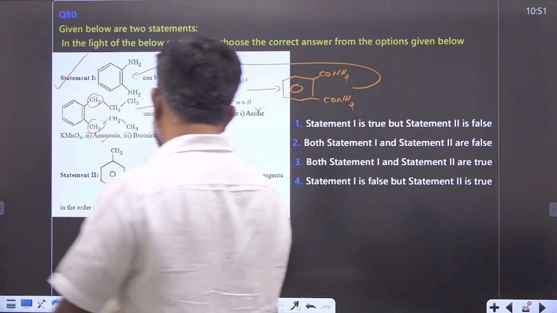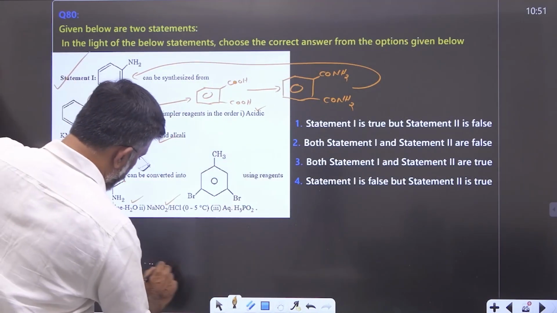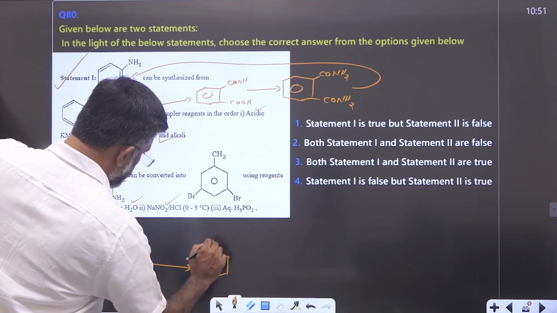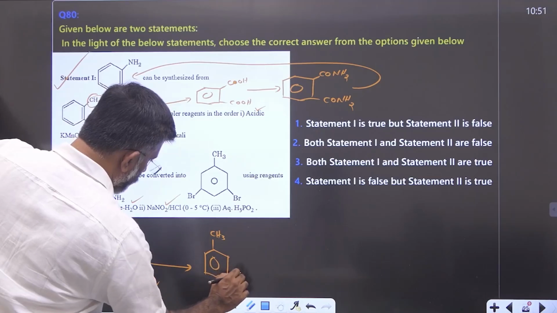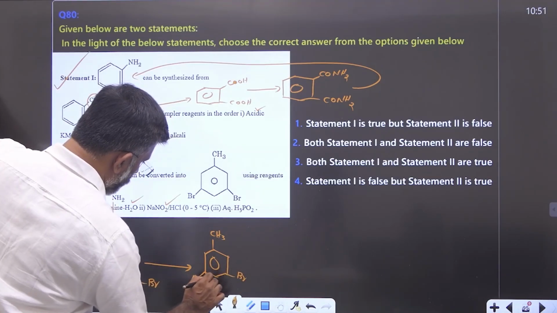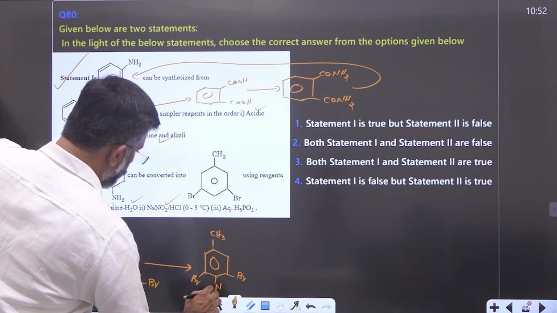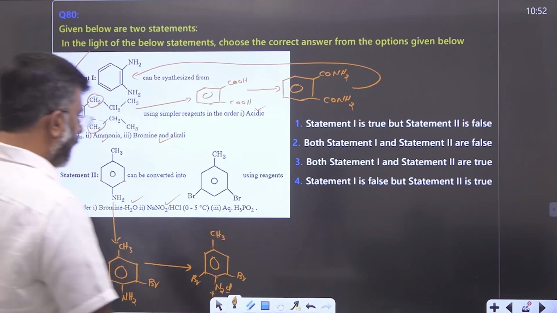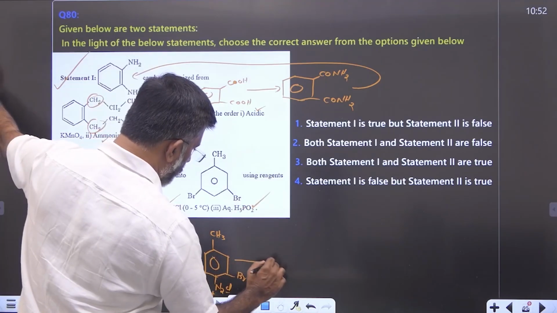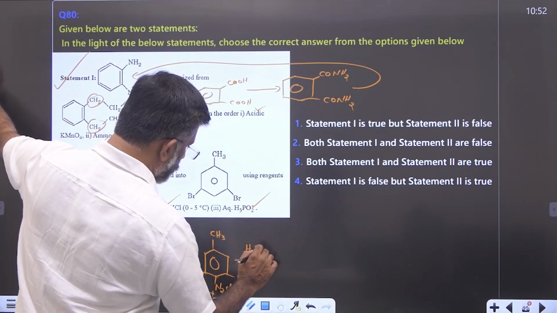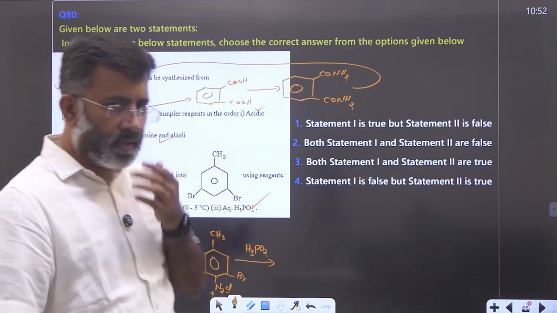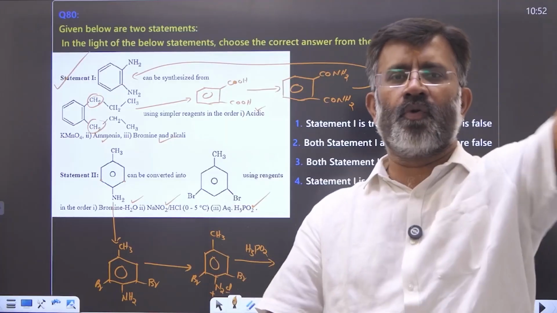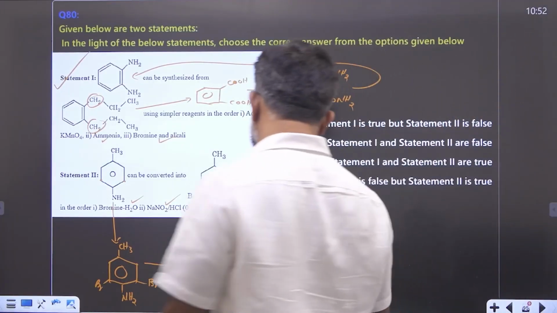Now it is treated with NaNO2 and HCl. The result: here you have CH3, here you have bromine, and the NH2 will turn into N2+ Cl-. You get a diazonium salt. And then it is treated with H3PO2. I am sure you remember the reaction. Diazonium salt treated with H3PO2, the diazonium group will be removed and you get a benzene as the result.